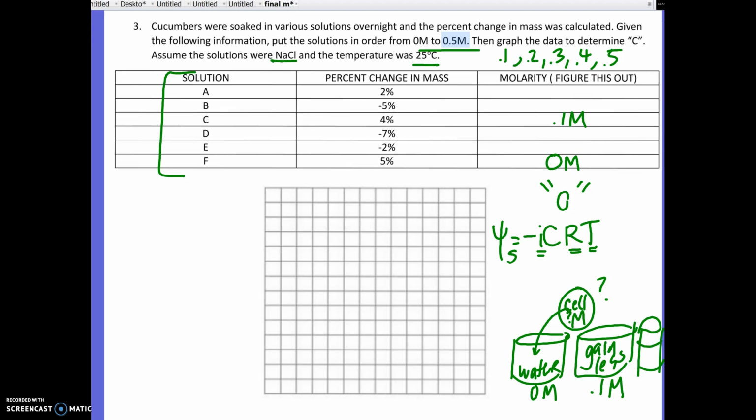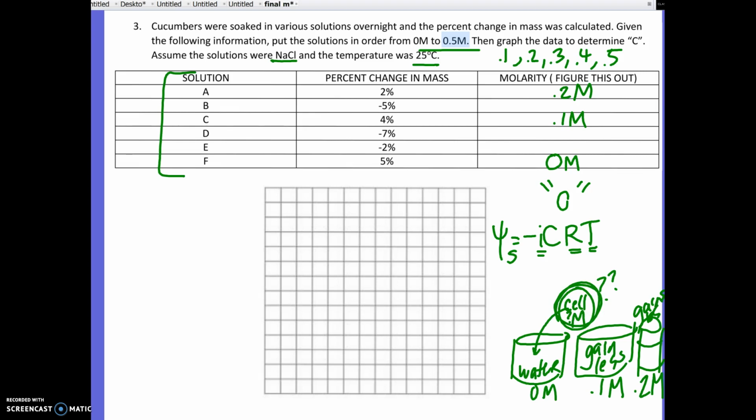Okay, so my next one, my 0.2 molar solution would be which one? 2%. The 2%, A. This has to be my 0.2 molar. Again, I'm just putting my numbers in order from highest to lowest. When I put it in this one, it gains even less. So I know, again, I'm getting close to whatever the molarity of my cell is, but I haven't hit it yet because my cell still gains weight. So whatever the molarity of my cell is, it must be higher than 0.2.